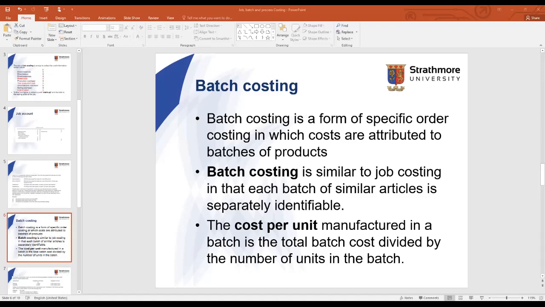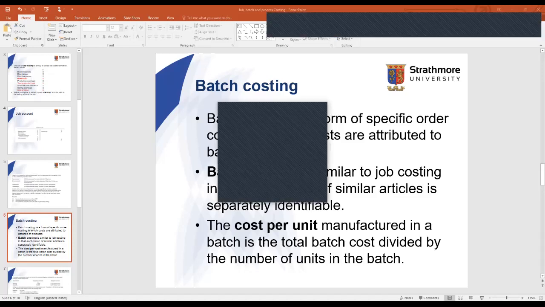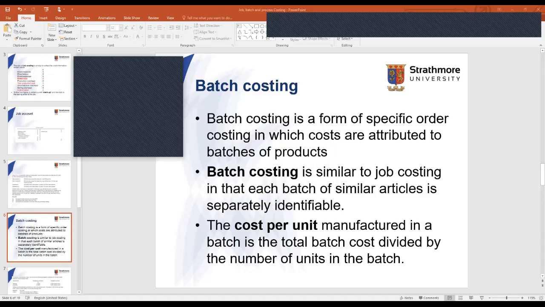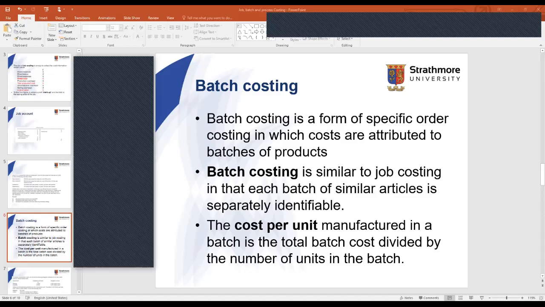Clear? Emmanuel, is this clear? Yes, sir. Okay, great. Mavid, is it clear? Yes, it's clear. Okay, great.